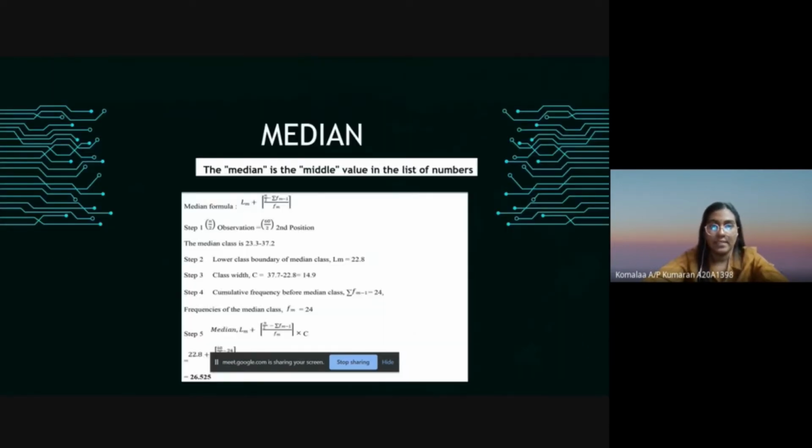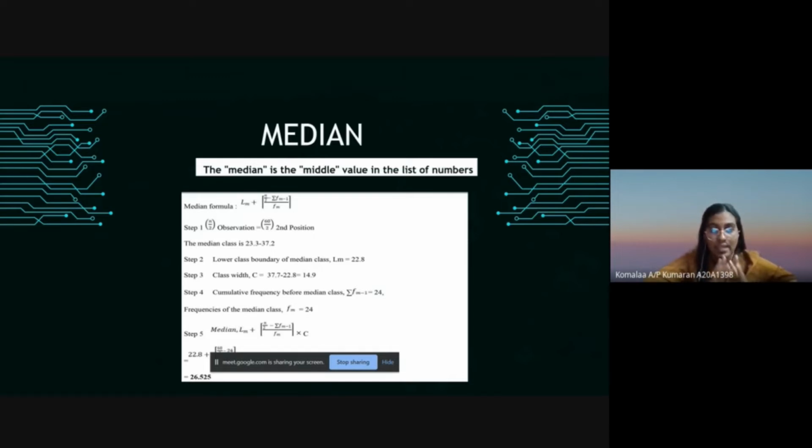The next is the median. The median is the middle value in the list of numbers. There are 5 steps. First of all, step 1 is to find the observation, that is, the second position.